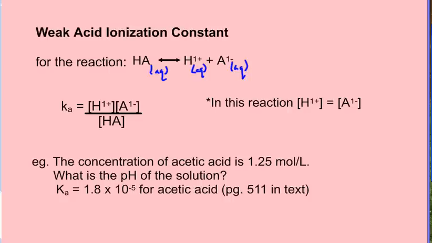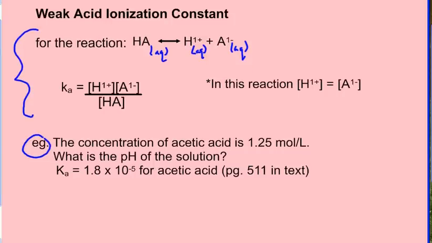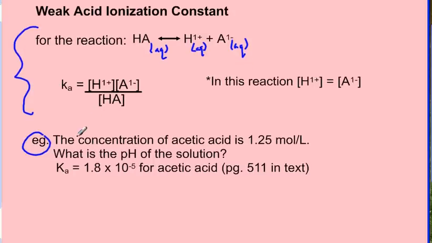Alright, and for this video, we're going to see how we can use the acid ionization constant to help us answer a problem dealing with a weak acid. So in this case, we've got some information. We've got an example here. Up here I have the general equations for acid and for Ka that we can refer to.